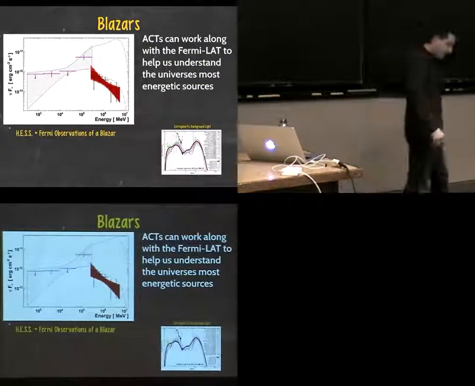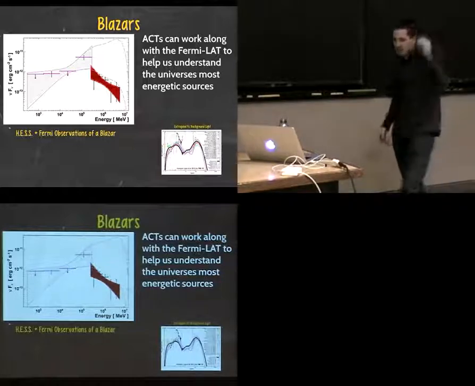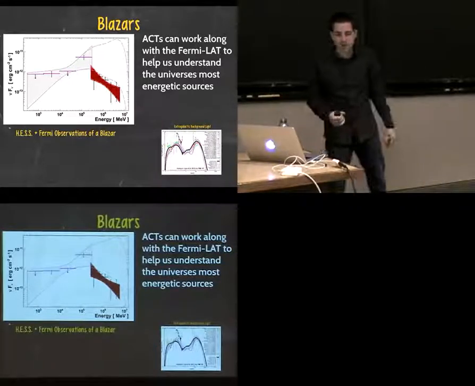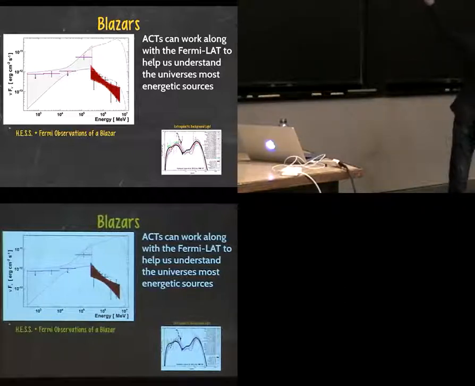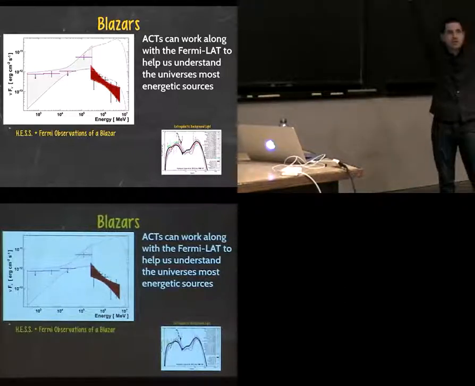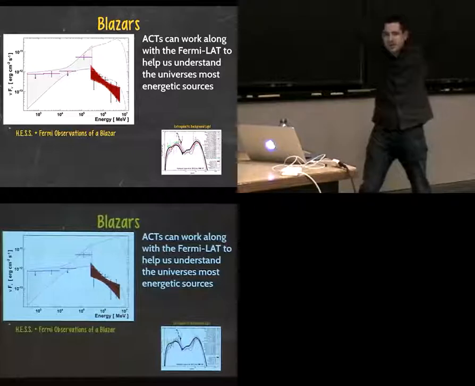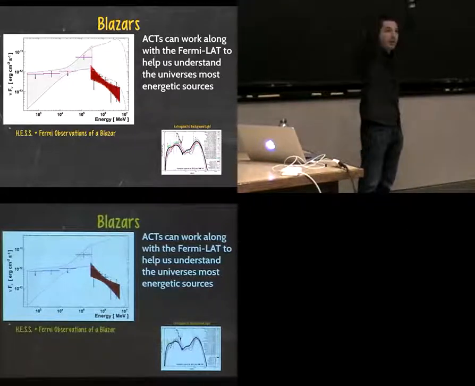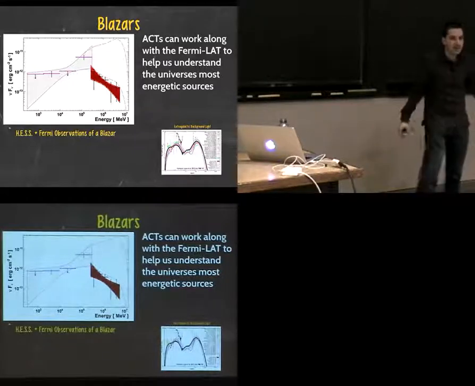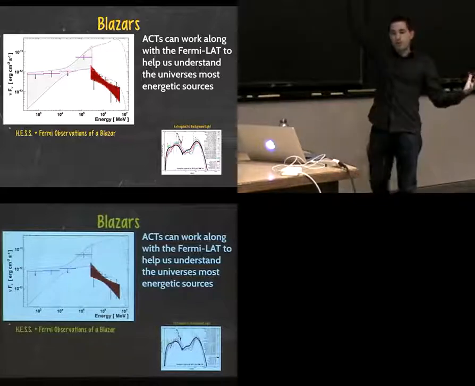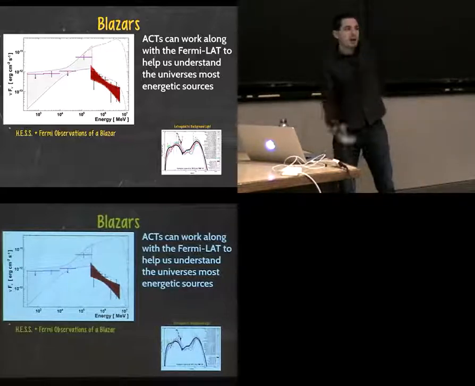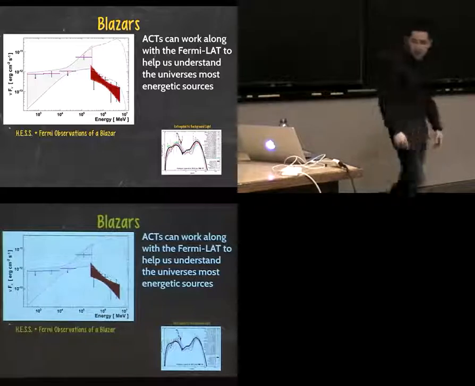So what are some of the things that ACTs have discovered or contributed to in science? So there are blazars, which are really bright centers of galaxies. These are black holes we think that are 1 billion times the mass of the sun, much larger than the mass of the black hole in our galaxy. And they're pulling in matter and producing these bright jets of gamma rays.